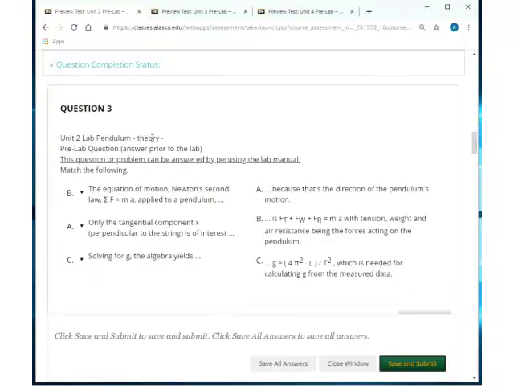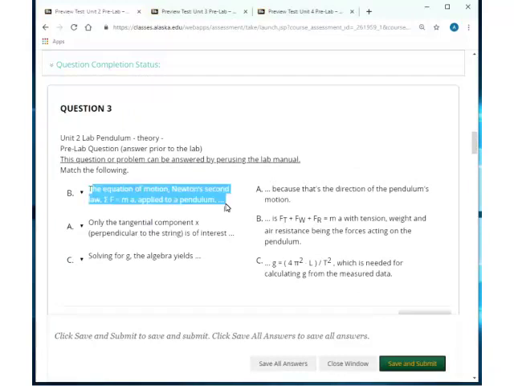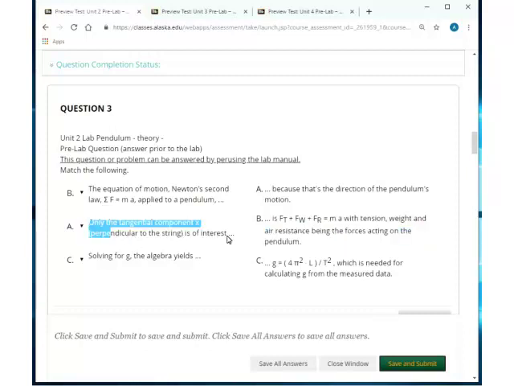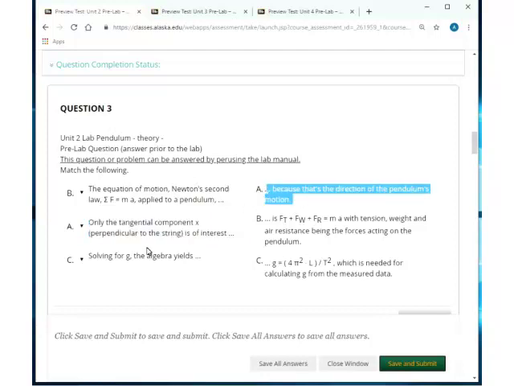In the theory part, you will find that the equation of motion, Newton's second law, sum of the forces equals mass times acceleration applied to a pendulum, is tension plus weight plus air resistance equals mass times acceleration. Only the tangential component x is of interest because that's the direction of the pendulum's motion. The angles will be held very small, so it will really be in the horizontal.